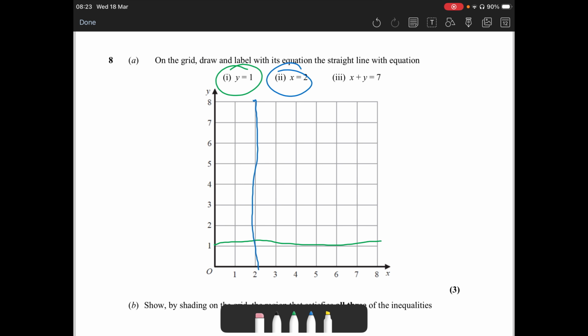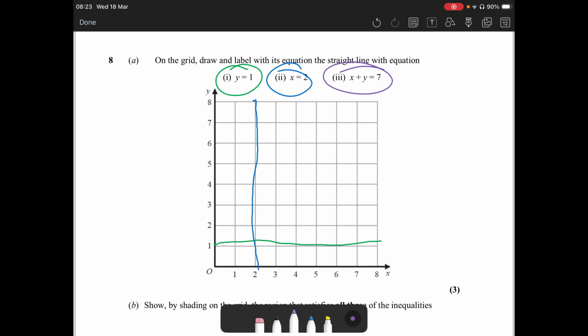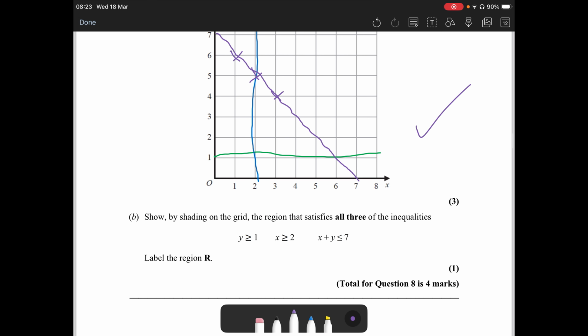Basically, this means all the points where the x and y coordinates add up to 7. So you can just pick any point, for example, 1 and 6 add up to 7, 2 and 5, 3 and 4, etc. And you'll notice there's this diagonal line going like that, because anywhere you put your finger on that line, the x and y coordinate at that specific point will add up to 7. So that's part A done. Now this question says, find the region that satisfies all 3 inequalities.